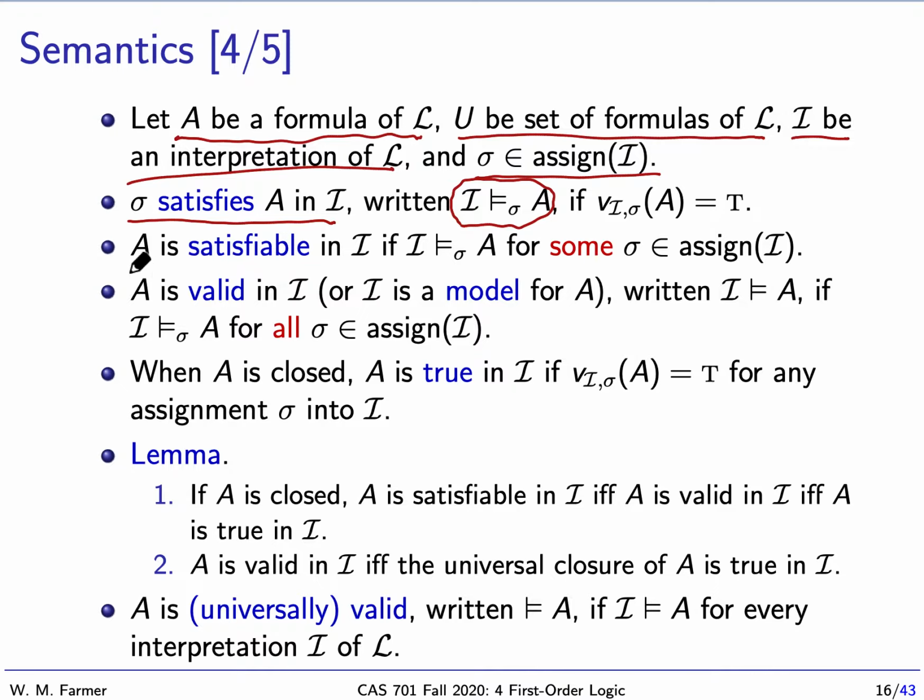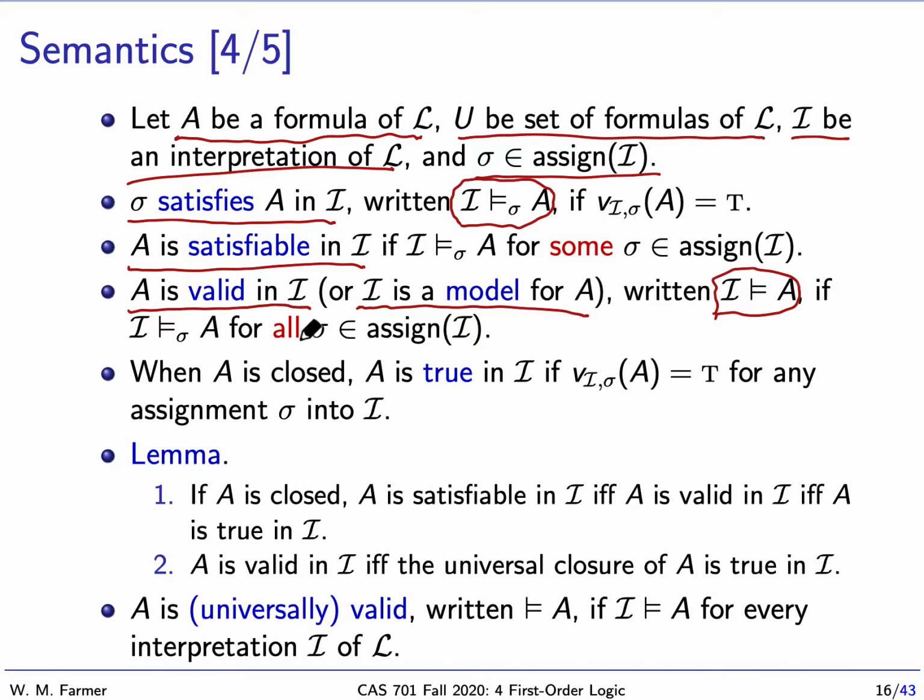Okay, then we can say that A is satisfiable in I if there's some sigma that satisfies A in I. So that's what satisfiable means. A is valid in I, or another way of saying it, I is a model of A, and that is written like this. Notice we don't have this little sigma here, and that means that A is satisfied by, or sigma satisfies A in I, for all sigma.